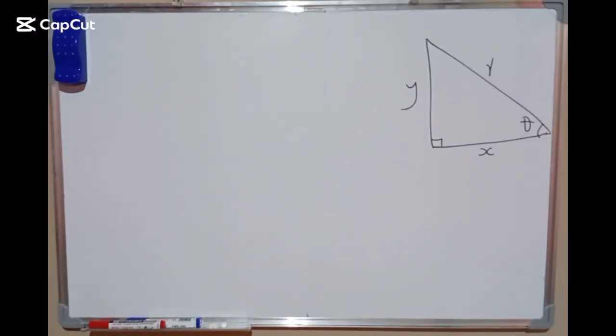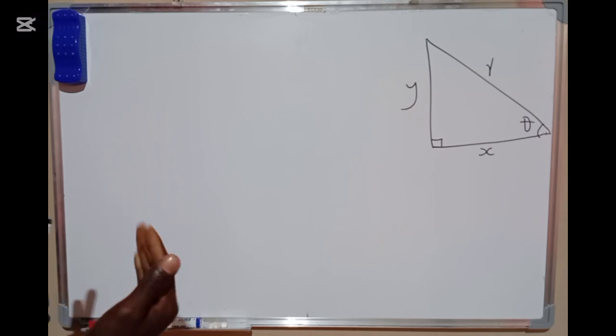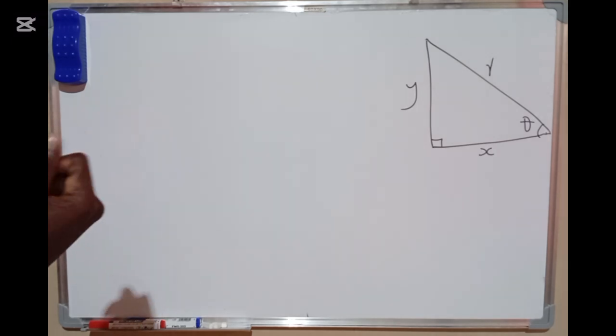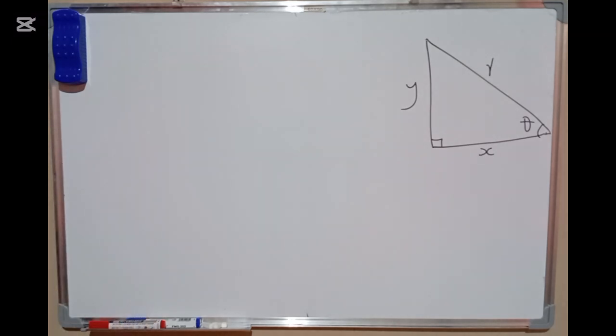Hello everyone. In this particular video, I want to work on how to convert from polar to Cartesian form and then from Cartesian to polar again. So using this right angle triangle, we're going to make use of the Pythagoras theorem in order to come up with the equations needed to convert from polar to Cartesian and then from Cartesian to polar again.